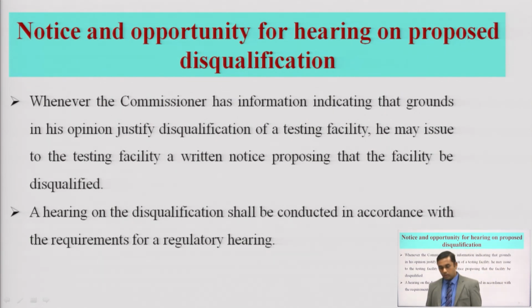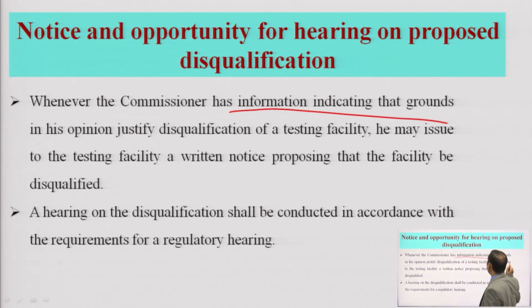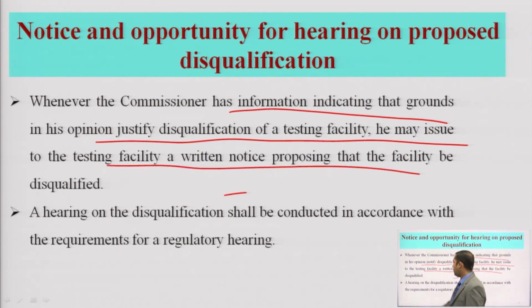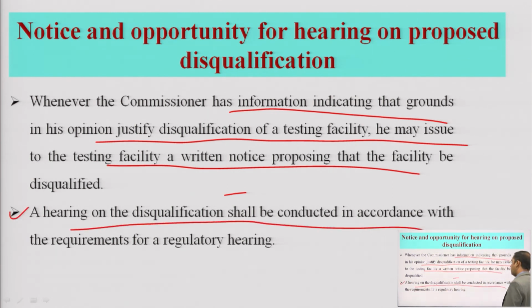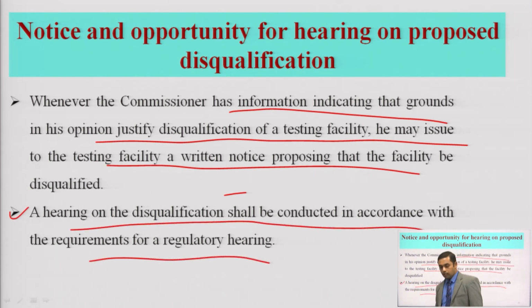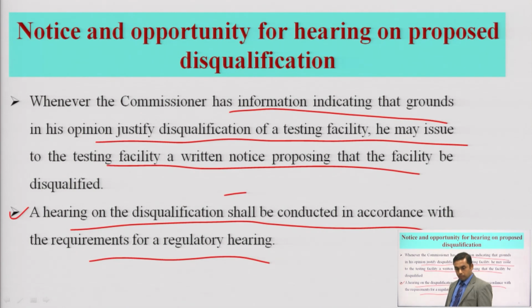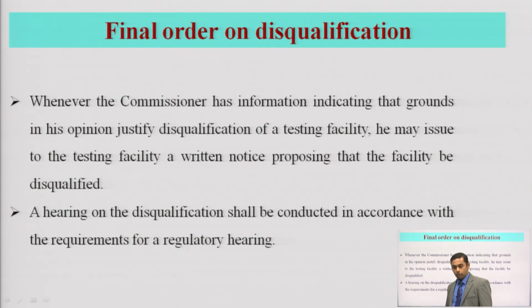Now, notice and opportunity for hearing on a proposal of disqualification: whenever the commissioner has information indicating that the grounds justify disqualification, he may issue the testing facility a written notice. A hearing on the disqualification shall be conducted in accordance with the requirements of the regulatory hearing. And after that, ultimately you will get a final order of disqualification. Whenever the commissioner is informed of the grounds and the opportunity has been given, he might give you the final order.